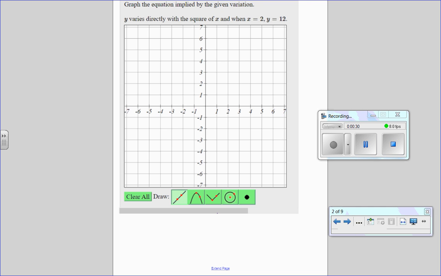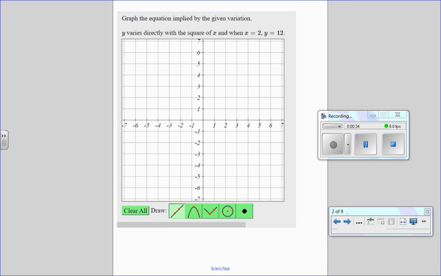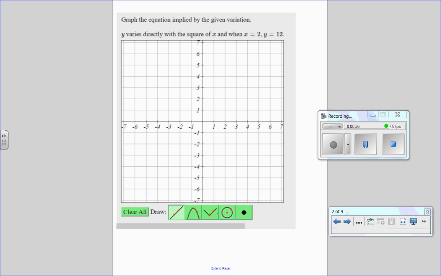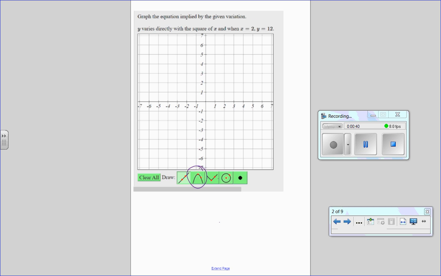When they email me, they tell me, I don't know how to do the graphs. To me, this was the hardest graph problem because it's going to make a parabola shape. You will need to use the parabola tool, but let's go ahead and write out the variation equation. It says graph the equation implied by the given variation. y varies directly with the square of x. So y equals kx squared.